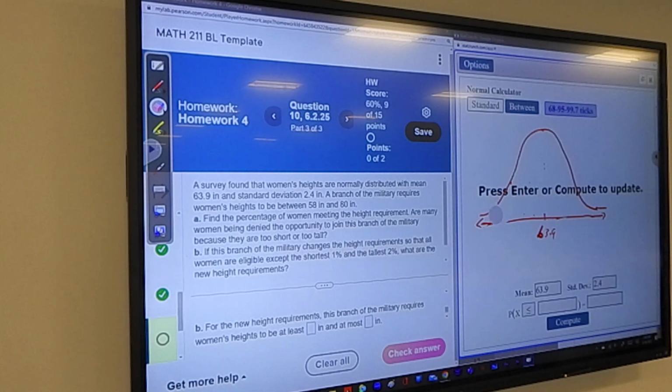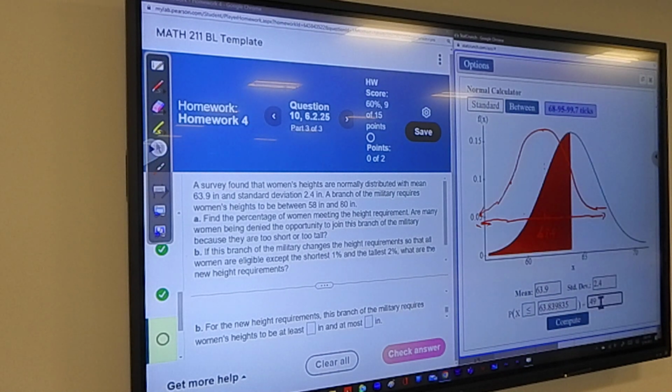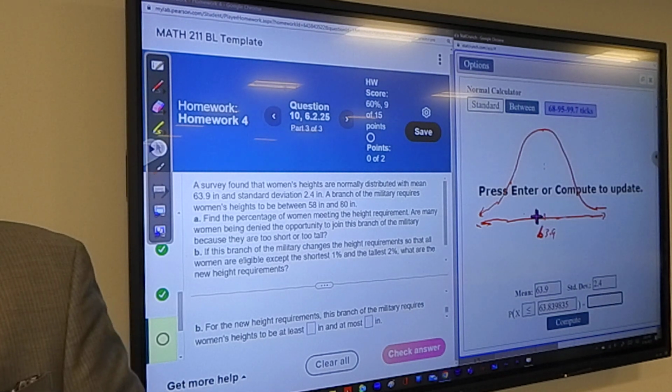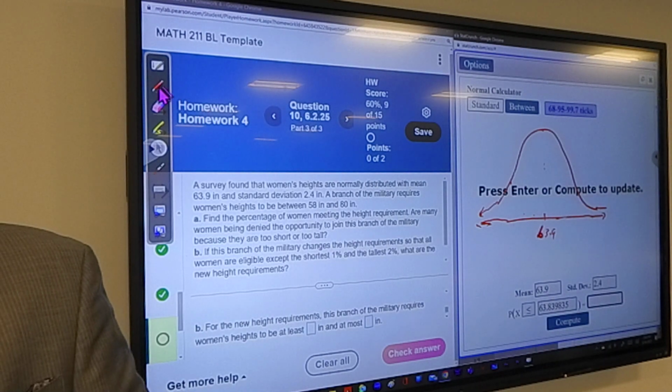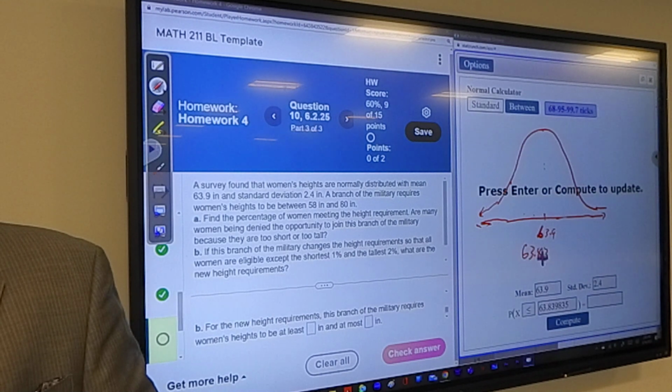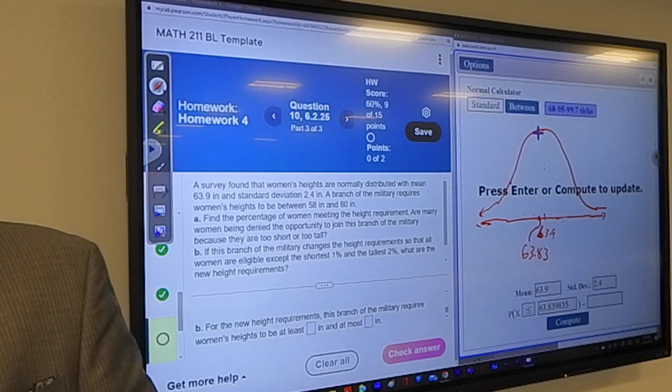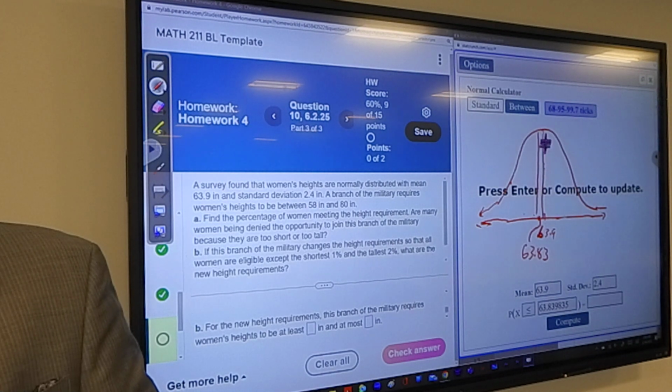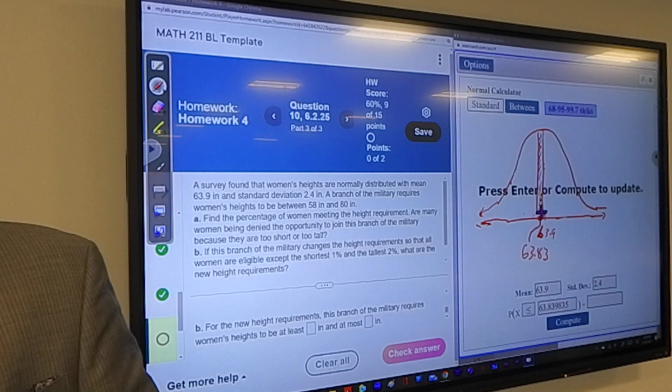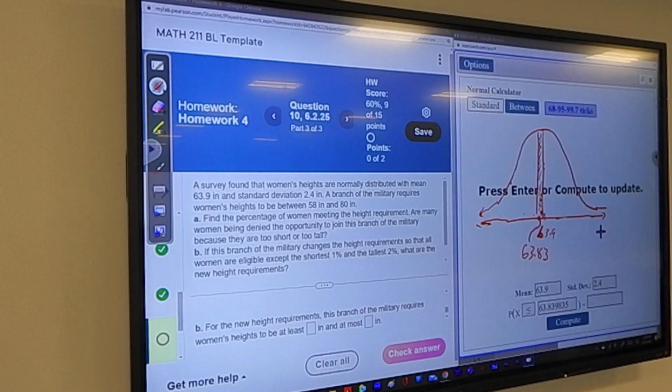So that 1% that you're thinking of, where you said 49%, that would give us a height of 63.83. So 63.83 is awfully close to 63.9. And only 1% of women have a height between 63.83 and 63.9. So that's not where I want the 1% to show up.